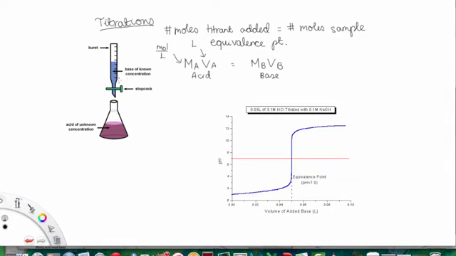Let's look at this scenario. We know the concentration of the base, so we know MB, the molarity of the base. We can figure out the volume of the base that's titrated into the acid, so we can measure VB. And we know the volume of the acid that we started out with in the flask. And so from there, we can calculate the concentration of the unknown acid. So this is the basics of titration.